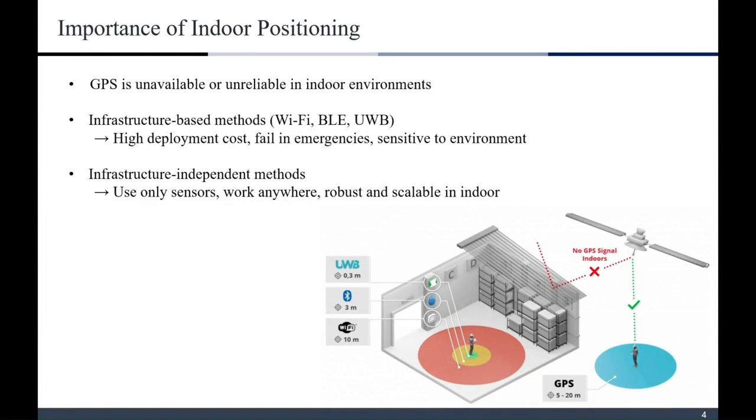As alternatives, infrastructure-based methods such as Wi-Fi, BLE, and UWB have been studied. However, they require high deployment costs, are sensitive to environmental changes, and may not function reliably in emergencies. On the other hand, infrastructure-independent methods do not require additional infrastructure and primarily rely on sensors, making them cost-effective and scalable.